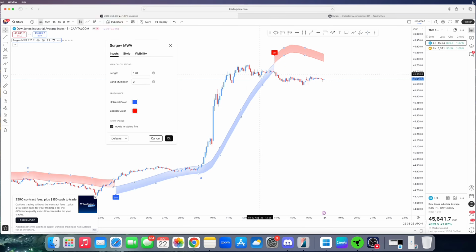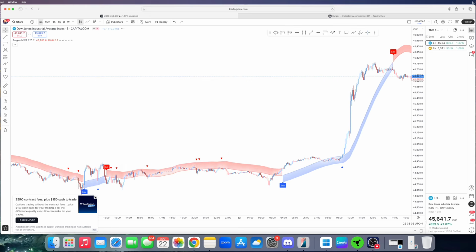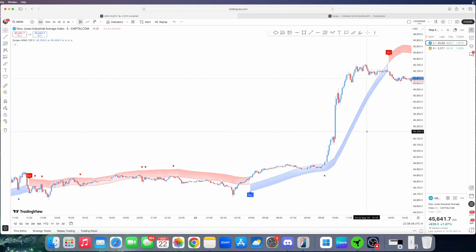So for example, the candles ended up crossing below this. We got that sell. Again, right here, the candles ended up crossing above this band and closing above it, and that gave us a trend change for the buy. So it's very, very simple. The concept is very easy.